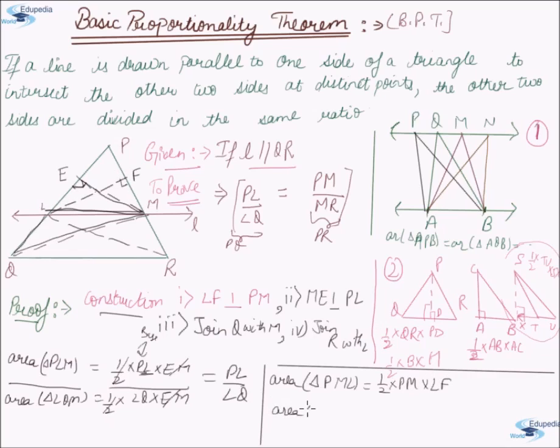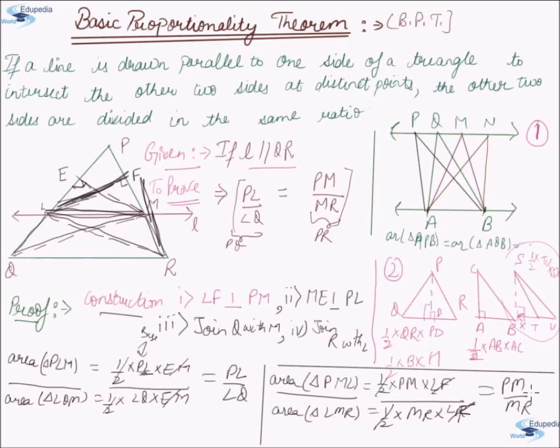Now to introduce MR, let us use the triangle LMR. So the area of triangle LMR is equal to half into the base MR, and similarly it is also an obtuse triangle, so the perpendicular will be outside on the extended base, hence it will become LF. Now if we take the ratio of these two equations, we get the ratio of their areas as half gets cancelled by half and LF by LF, and the ratio becomes PM over MR.